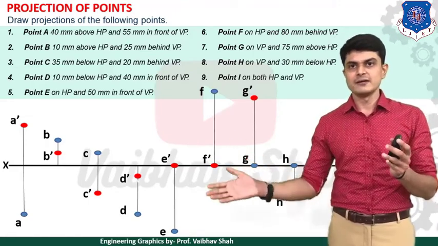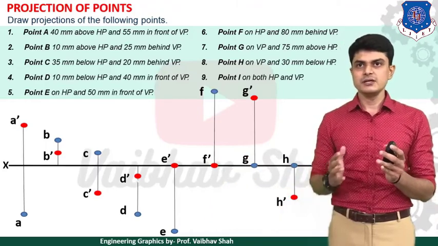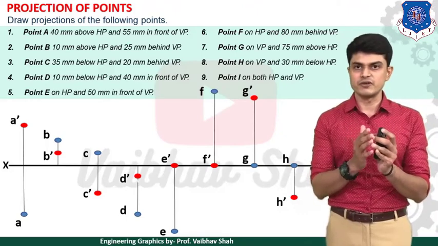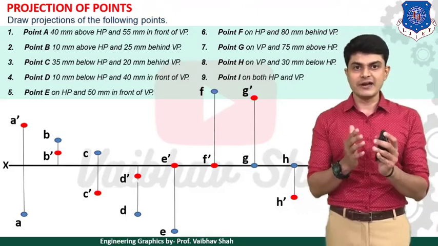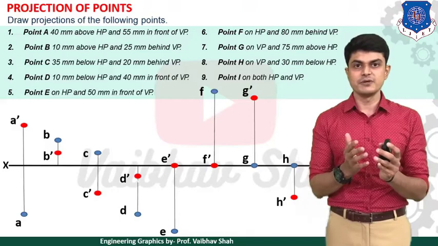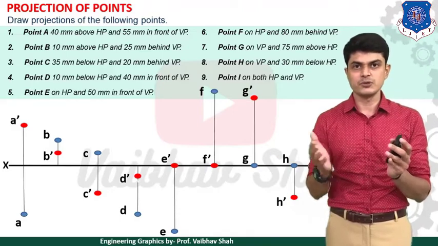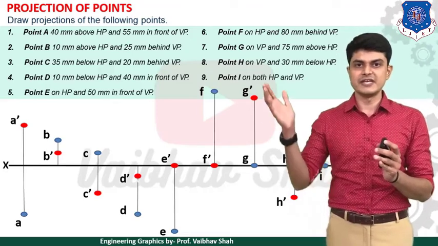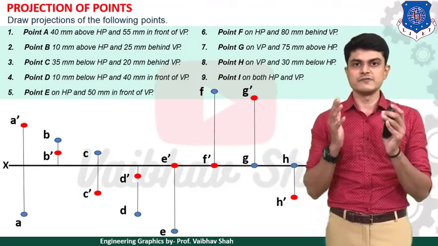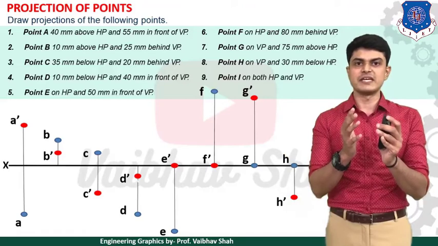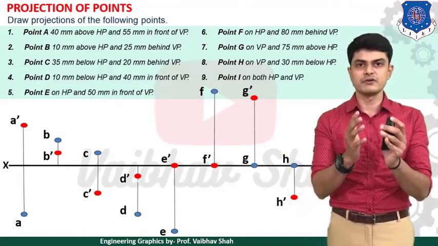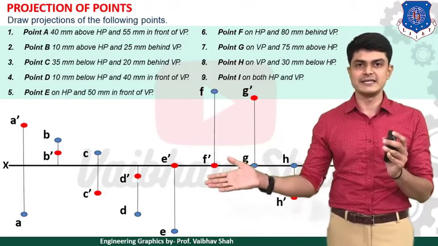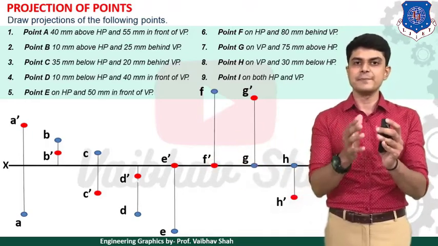So let us draw point E. So here point E is on HP and 50 mm in front of VP, right? So point E is on HP means your point E dash would be on XY line itself. So let us plot your point E dash on XY line itself. Then after, we are having 50 mm in front of VP. So we need to draw point E, which is 50 mm below XY line, because in front of VP means our answer would be below XY line. So let us draw point E, which is 50 mm below your XY line.